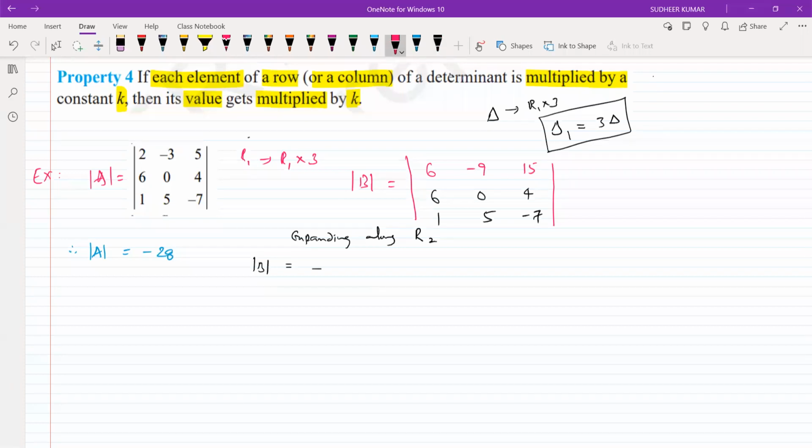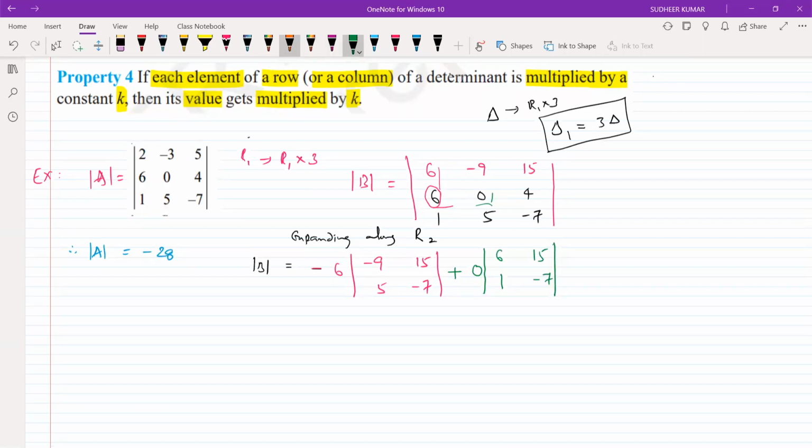what do you have to take now? Minus 6. This element is 6, into delete this row and column. What is the remaining value? Determinant of minus 9, 15, 5, minus 7. Next, the sign required is plus. Plus 0 into, delete this row and column, so at most the number of 0s has been taken, so it is easy to find the result. The left out values are the determinant of 6, 15, 1, minus 7.